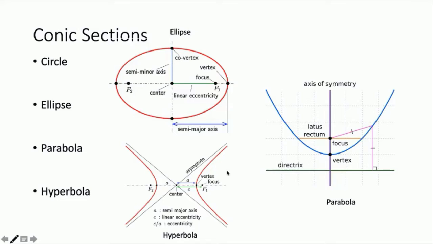So in an ellipse, we need to know several things. One is focus, vertex, major axis, minor axis, and then directrix. So we'll see them one by one. We'll move to the ellipse first.